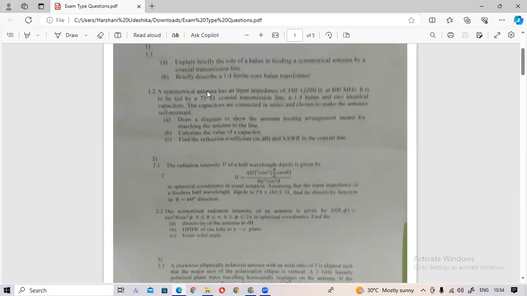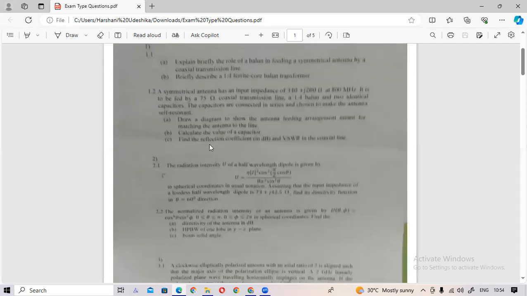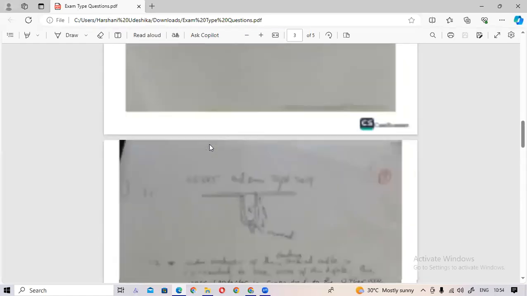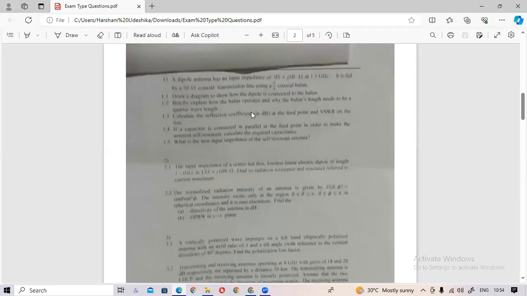So you can see that there are some matching problems. I hope that we have done some matching problems already. Try to do these questions by yourself, and the answers are also given. I think you can understand them by yourself. That is not a complex one. Definitely a matching question will come.